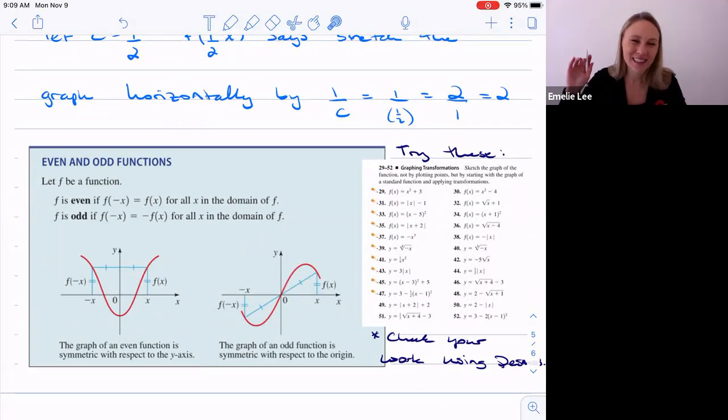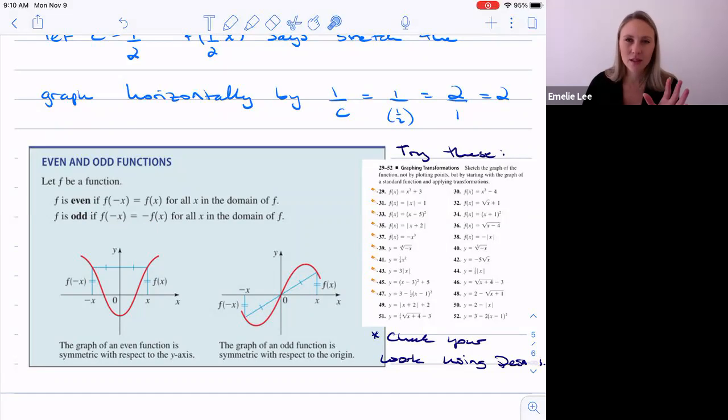Then I just plowed through and we talked about even and odd functions. We're going to do a couple of examples. A function is even if you're able to take the negative x and manipulate it so that you just end up with the original function f of x. It's odd if you plug in negative x for all your x's, and you're able to manipulate it so you get negative f of x. I'll show you a couple of examples. There are functions that are neither, neither even nor odd.